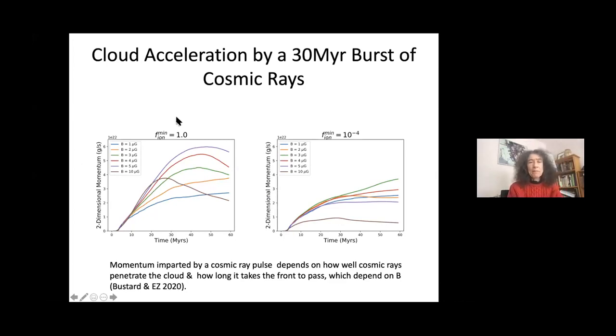We looked at momentum deposition, cloud acceleration by a 30 megayear burst of cosmic rays. And here's how it depends on field strength. You can see that there's kind of a sweet spot. If the magnetic field is too low, you don't get too much acceleration. And if it's very high, it sort of drops off quickly. You don't really deposit very much momentum. It turns out that if it's not too big, but not too small, but just right, that's where the maximum occurs. This is for a fully ionized case and a partially ionized case.